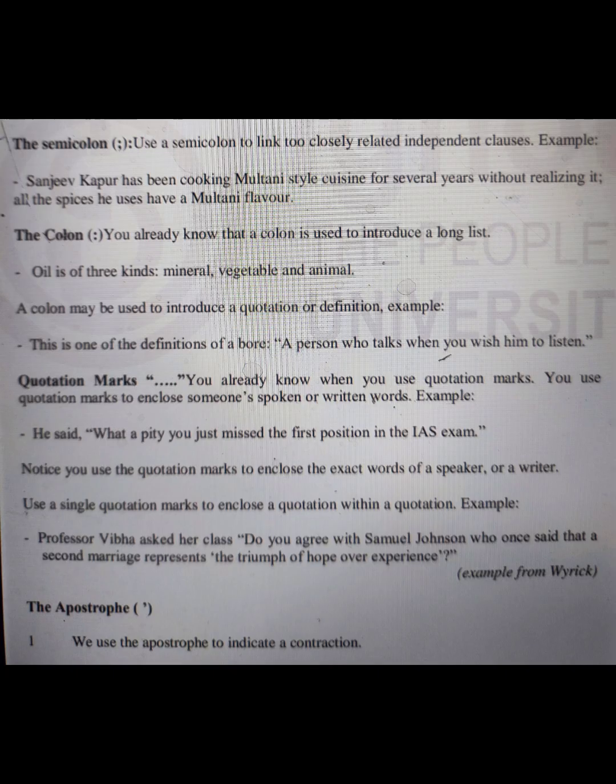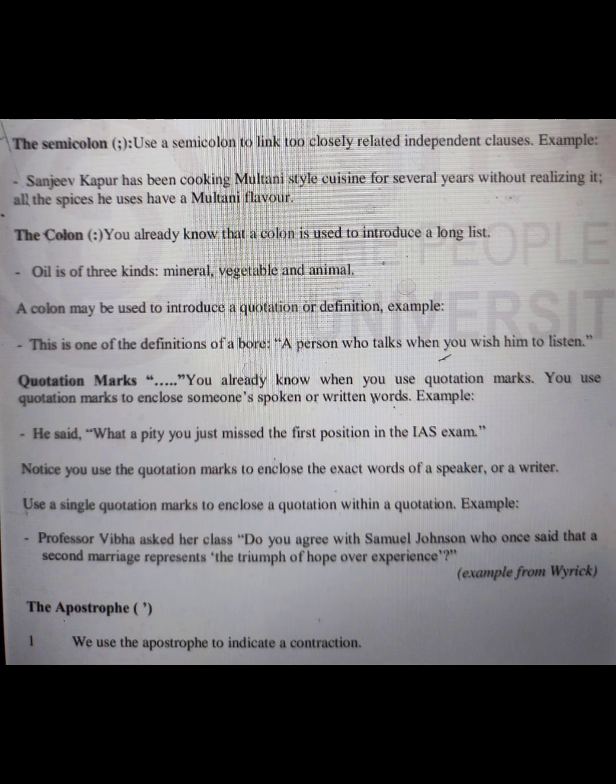Use single quotation marks to enclose a quotation within a quotation. Example: Professor Vivek asked her class, "Do you agree with Samuel Johnson, who once said that a second marriage represents the triumph of hope over experience?"